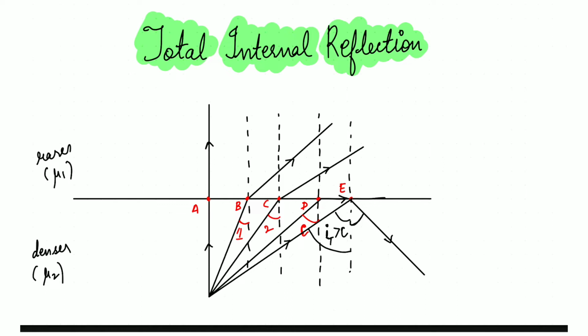For example, if this angle is 30°, then this angle should also be 30°. The reflected ray should follow your laws of reflection. I hope you guys can understand that, right? So your light ray is totally internally reflected, and this phenomenon is what you call total internal reflection. I hope you guys can understand that, right?